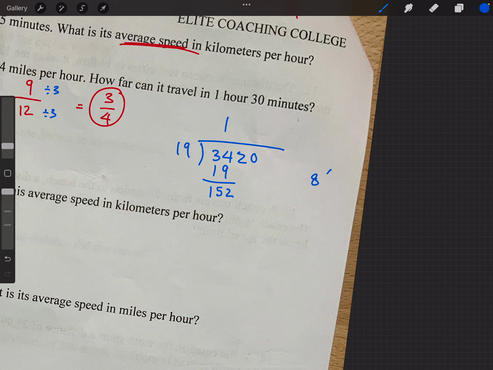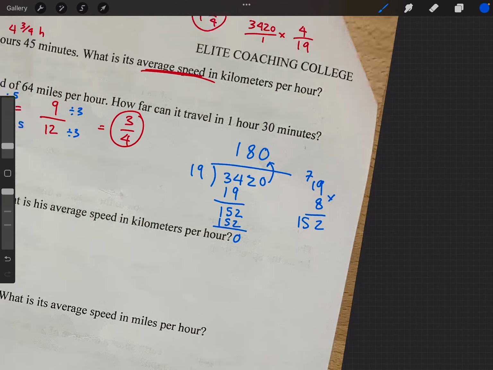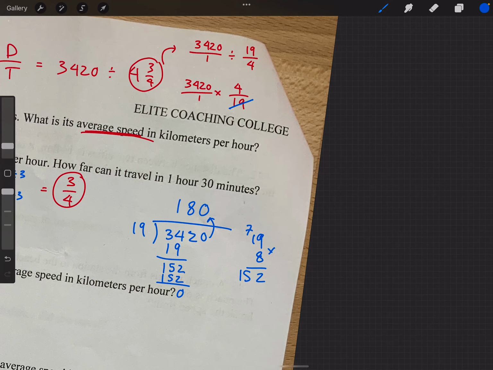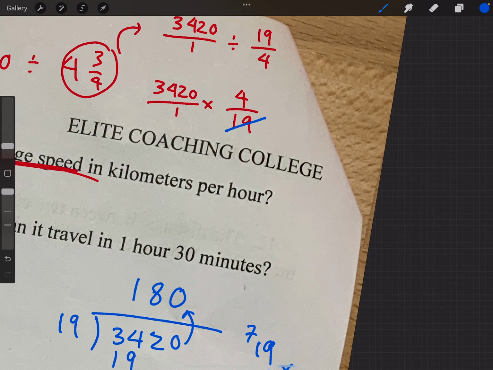Let's try 8 times 19. 8 times 9 is 72. 8 times 1 is 8 plus 7 is 15, so 152. Oh, perfect. So this will be 152 with a 0 remainder, so it's 180 because the last 0 goes back up there. So that means I can divide this by 19 and I'll get 1. Divide this by 19, I'll get 180.